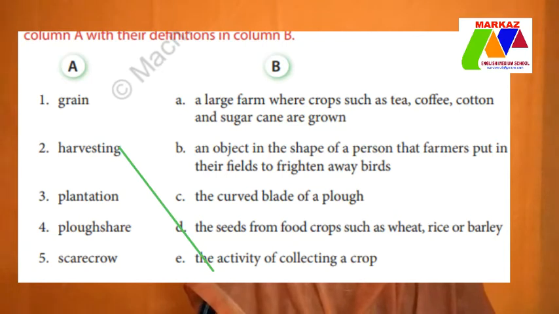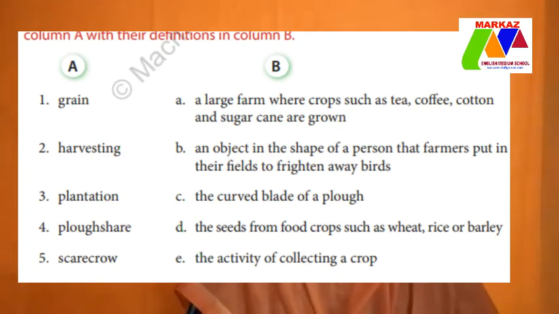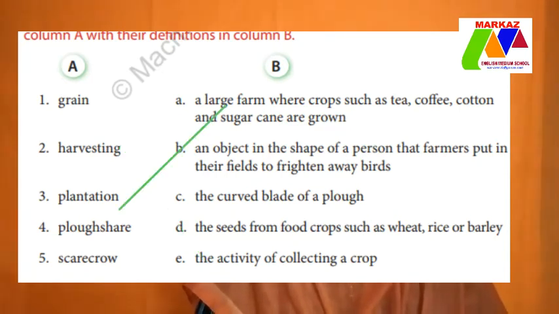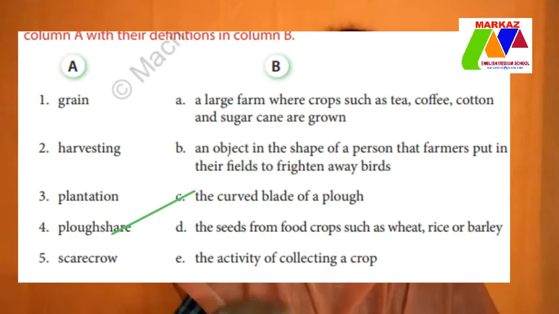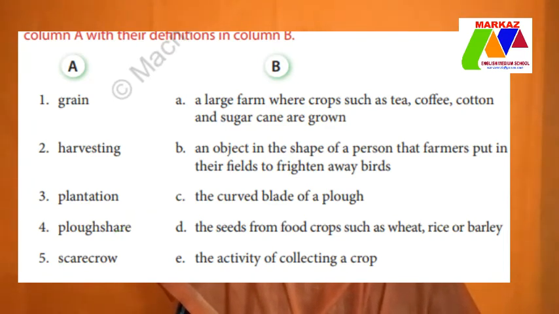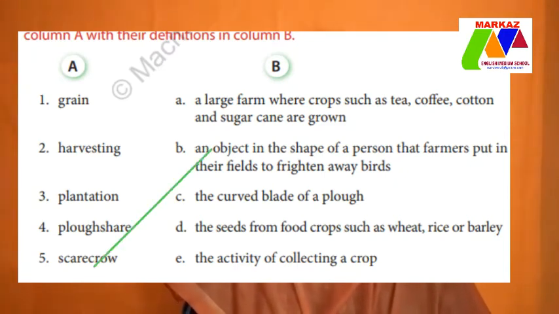E. Third one, plantation. Just now you read estate. A large farm where crops such as tea, coffee, cotton and sugarcane are grown. Plantation refers to an estate also. That is A. 4. Plowshare. C. The curved blade of a plow that is used in agriculture. That is C. 5. Scarecrow. Scarecrow is an object in the shape of a person that farmers put in their fields to frighten away birds.